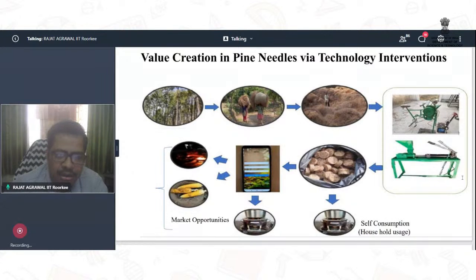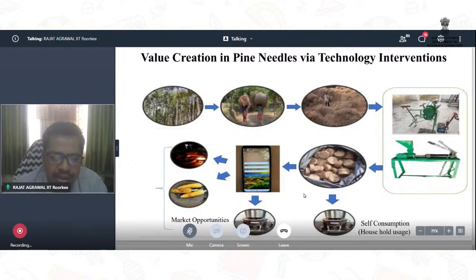You have to collect pine from different areas of the state and take them, and it is so light that it became almost infeasible to operate those plants.